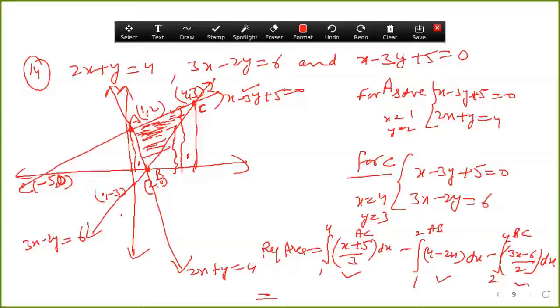Now proceed with the question and you will get the answer. After doing it, tally the answer, 7 by 2 square unit you will get. Integrate and apply the limits which are given, 1 to 4, 1 to 2, 2 to 4. There are 3 different parts here. You have to solve these parts and apply the limits. After integration, you will get the answer.